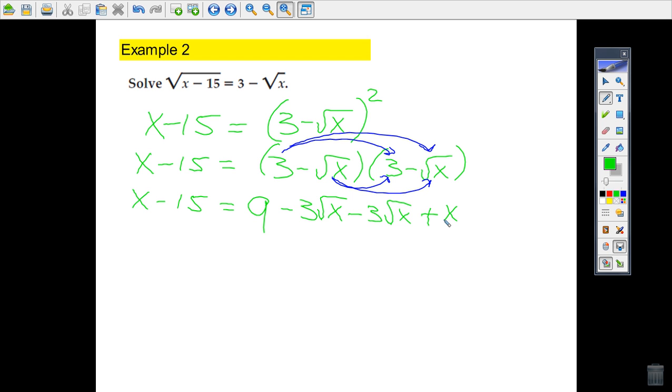Okay, any apples, anything to combine together? I can. So this is now x minus 15. And then I have 9 minus 6 radical x plus x. Okay, remember from algebra 1 when you have x's on both sides, what do you do? Try to get all the x's to one side. So subtract x from both sides and subtract the 9. Can I do all that at once? Okay. As long as you're okay with it, I'm okay with it.